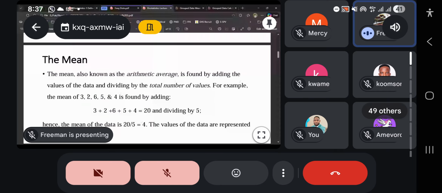So we have 3, 2, 6, 5, and 4. How many are they? There are 5 numbers here. When you add all of them, you get 20. Now, when you divide 20 by 5, you get 4. So 4 is the mean of this data set, the average.